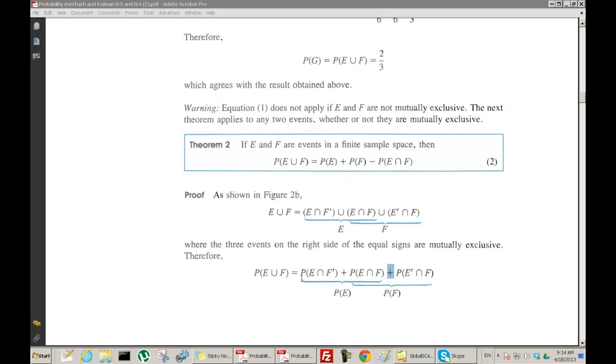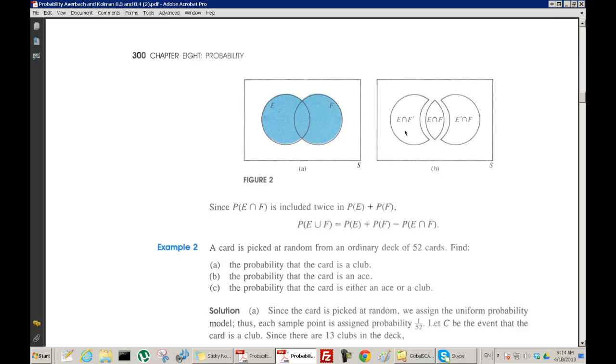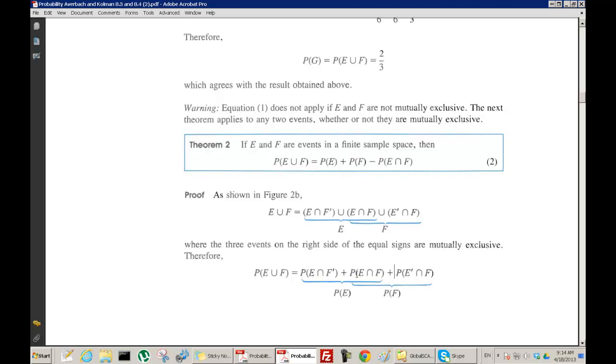Now, notice that this piece is the probability of E, right? Let me look at that picture again. The probability of E is this plus this, right? This is E. So the probability of E is this piece plus that piece. And the probability of F, similarly, is this piece plus this piece. Now, the probability of E union F is this three-part sum here, right?